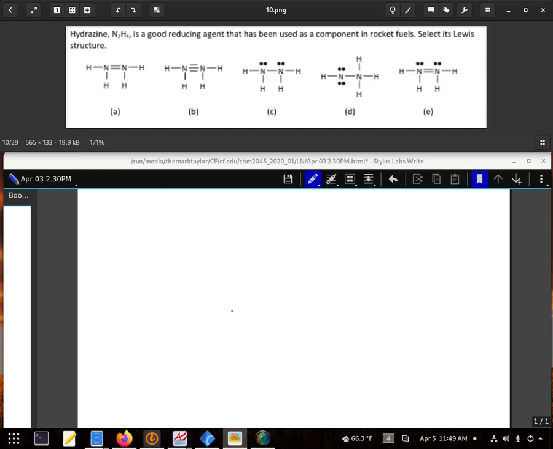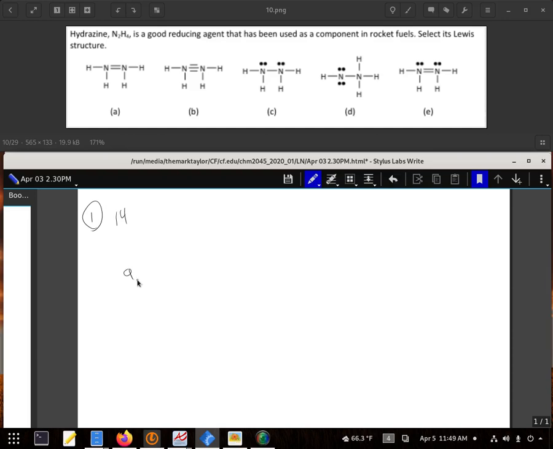All right, hydrazine. We want to actually figure out its proper Lewis structure. Good strategy on this: we're just going to eliminate the ones that don't actually follow our rules. So we're going to start by getting our valence electrons. And on this, we should get 14 valence electrons.